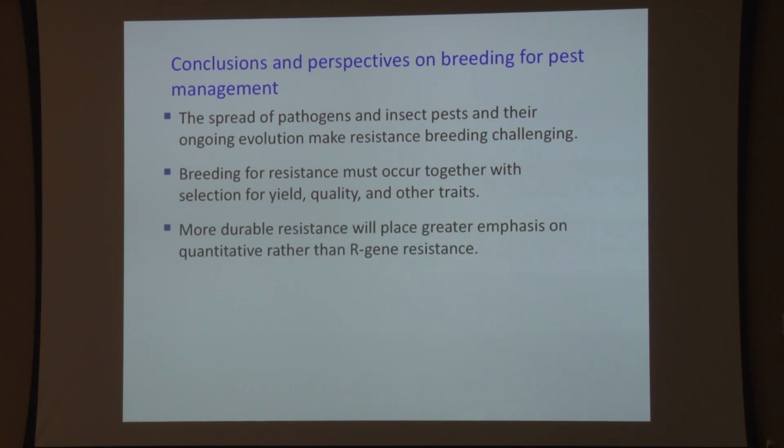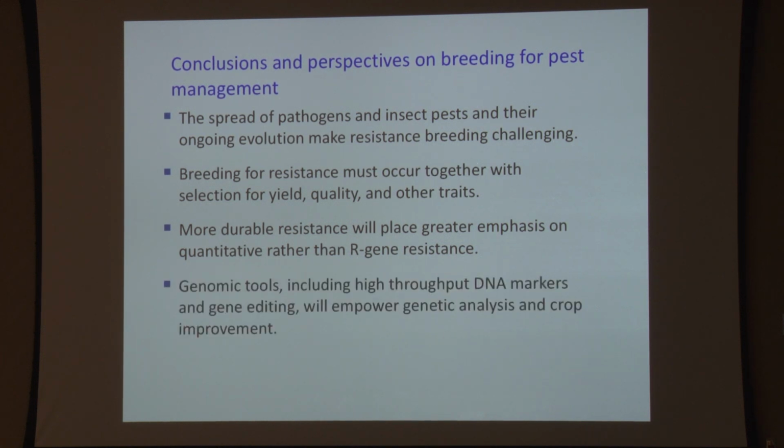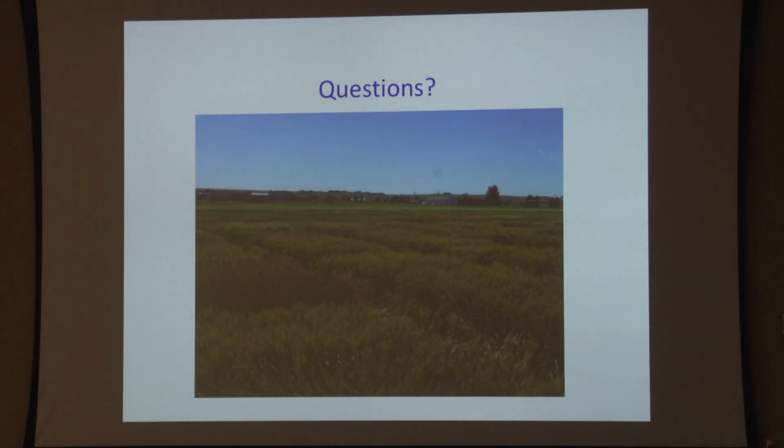More durable resistance will place greater emphasis on quantitative rather than R gene resistance. Genomic tools, including high throughput DNA markers and gene editing, will empower genetic analysis and crop improvement. And finally, diversity at all levels of agroecosystems will promote durable resistance. Okay, and with that, I would welcome any questions you have. Thanks for your attention.